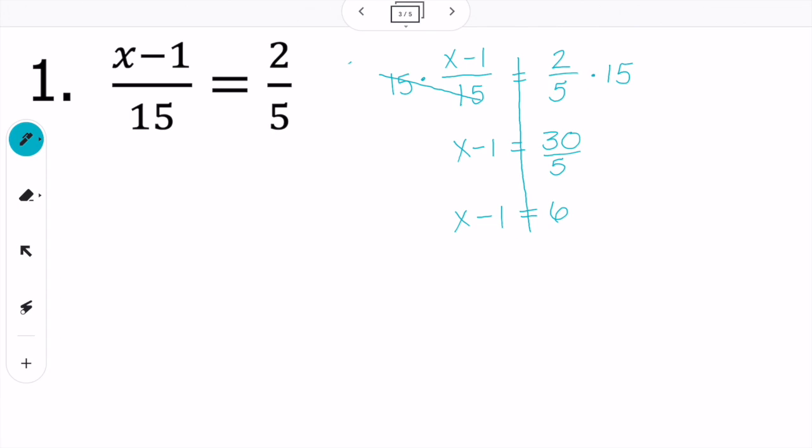Now we have a linear equation. We can solve this by just adding 1 to both sides. And we're left with the x all by itself. That's what we wanted. And x equals 7 is our solution.